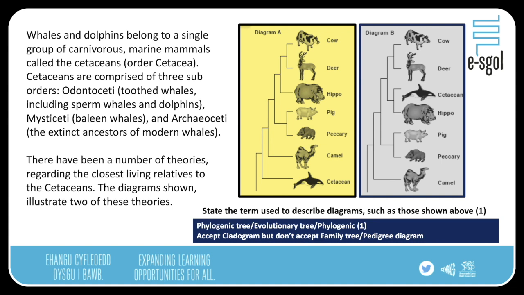The following responses would be acceptable: phylogenetic tree, or evolutionary tree, or phylogenic. The mark scheme states to accept cladogram, but the exam board won't accept family tree or pedigree diagram.